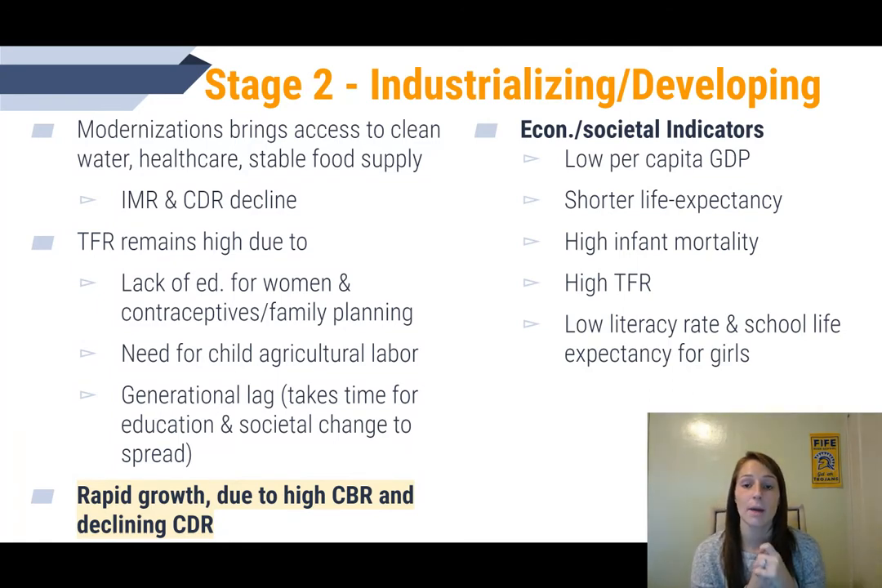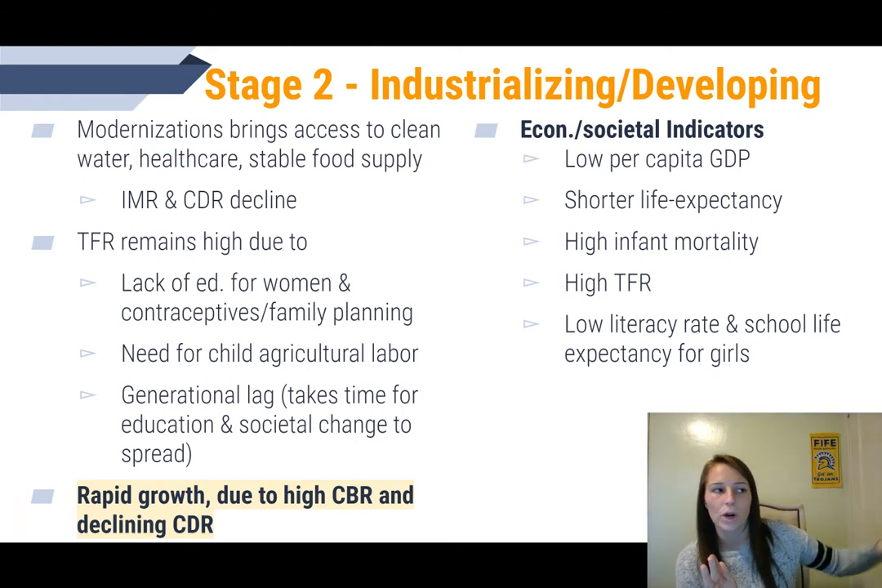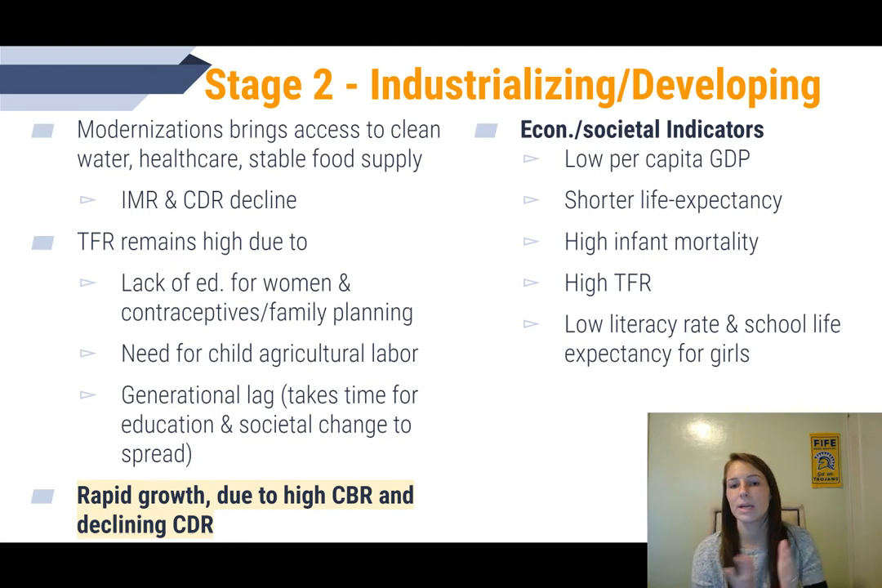Now, some of the economic or societal indicators that we would typically see of countries in this stage two is they're still going to have a low per capita GDP. They're going to have a shorter life expectancy. We will have high infant mortality. Be aware that it's not as high as historically what we would have seen in stage two, but it is still pretty high compared to some other areas in the world. And we do still have a high total fertility rate. And we do still see low literacy rates and school life expectancy for girls in these developing nations.